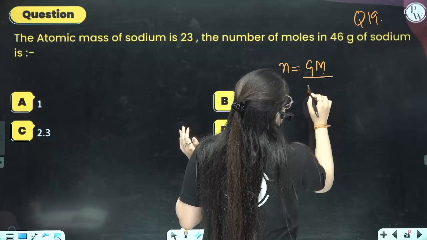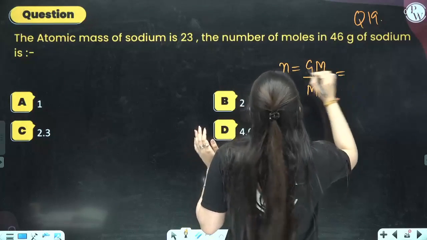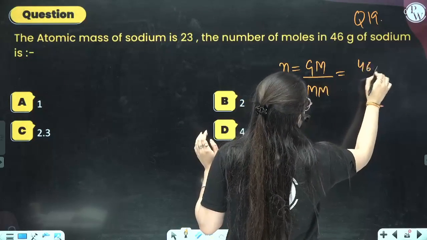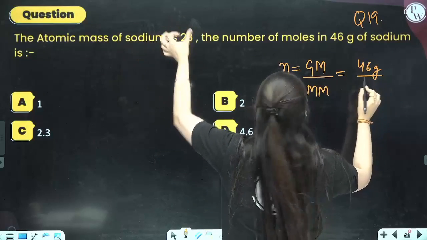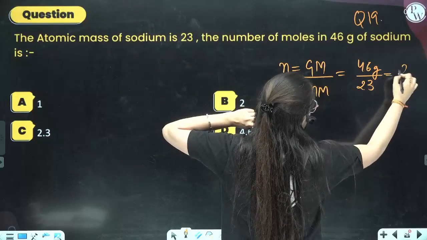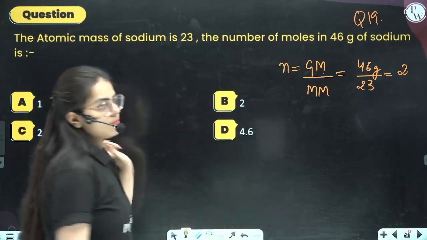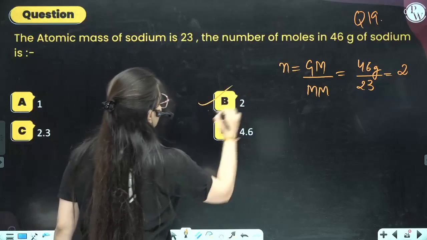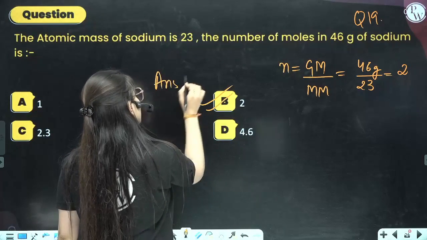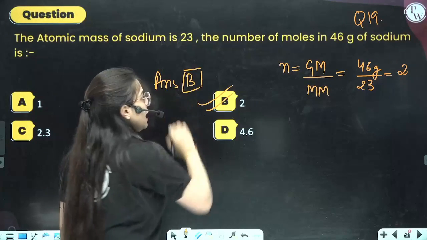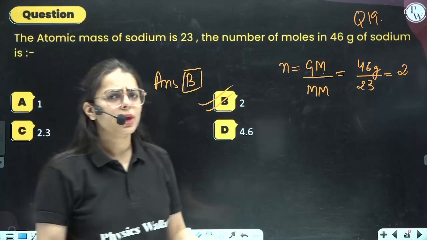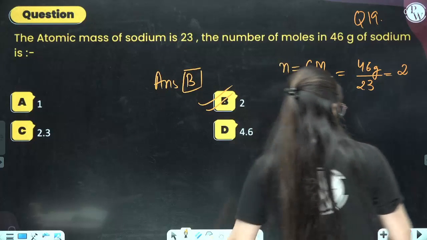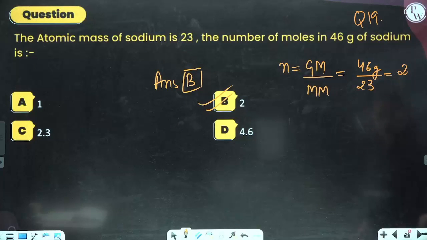Number of moles, students, is given mass upon molecular mass. Given mass is 46 grams, and the molecular mass for sodium is 23. So this comes out to be 2 moles. Hence the answer is going to be option number B. Very simple, very easy. Okay, let us see the next question of ours.